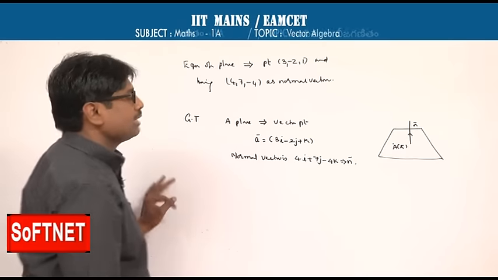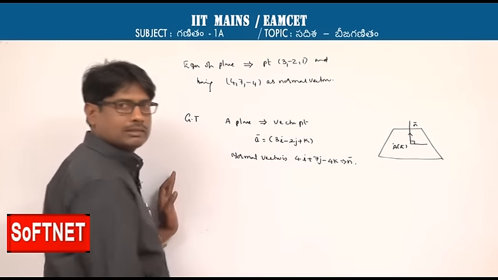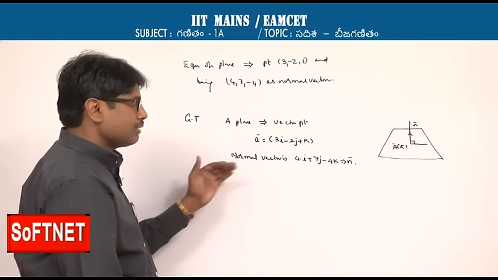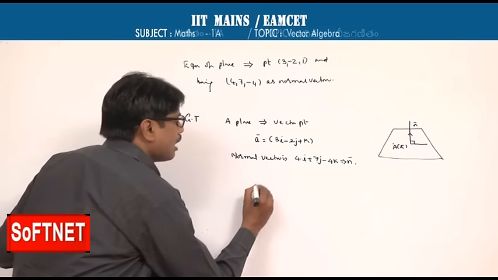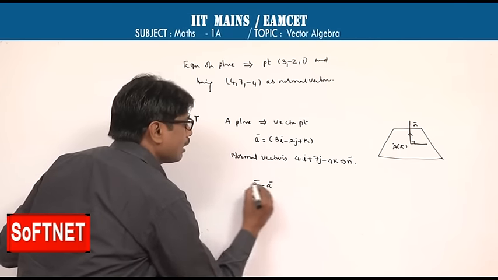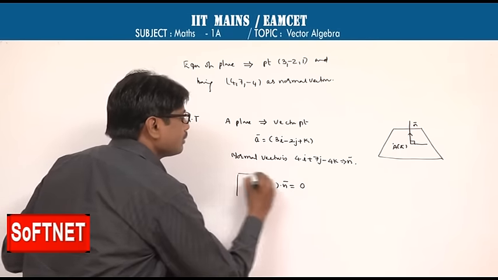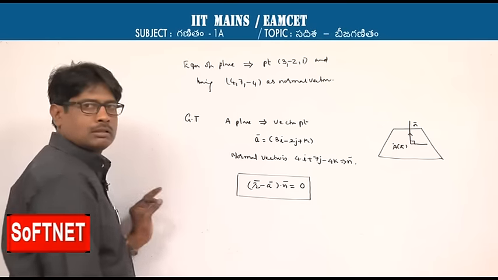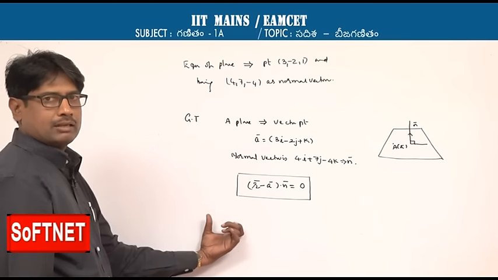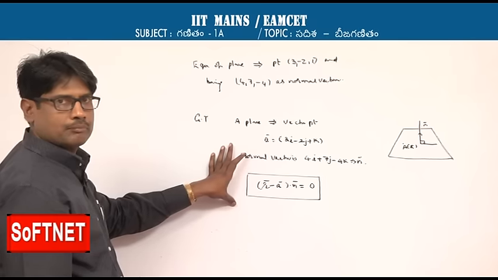Last class we learned the proof. What will be the equation of the plane passing through a bar and perpendicular to n bar? The equation of the plane passing through a bar and perpendicular to n bar is (r bar minus a bar) dot n bar is equal to 0. This is the equation of the plane passing through a vector point a bar and having n bar as a normal vector. Here the point and the normal are given, let us substitute.